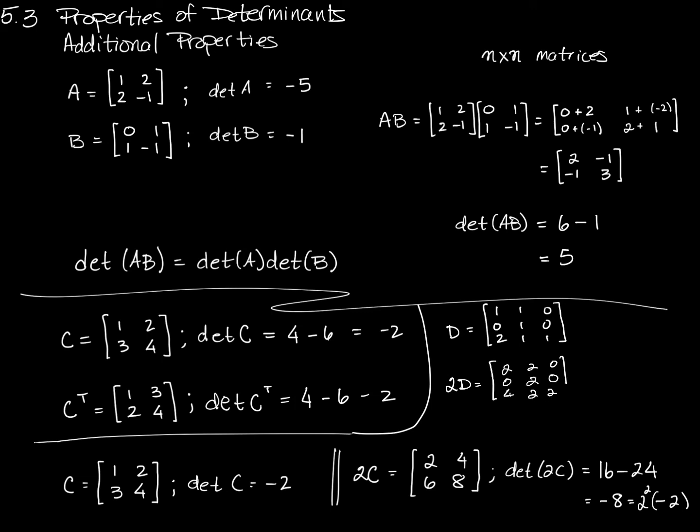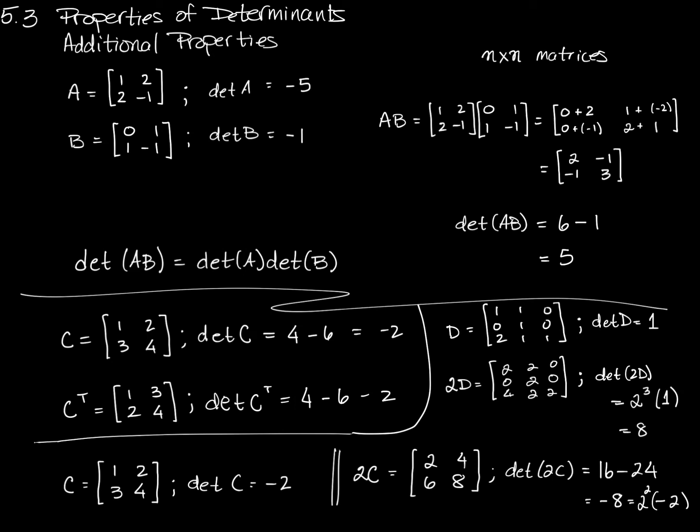And I'm not going to work out what this determinant is. I'll find D's determinant off screen. I'll be right back. Okay, so it turns out that the determinant of D is 1. The determinant of this matrix is 2 to the power of 3 times the determinant of the original matrix. That's going to be 8.